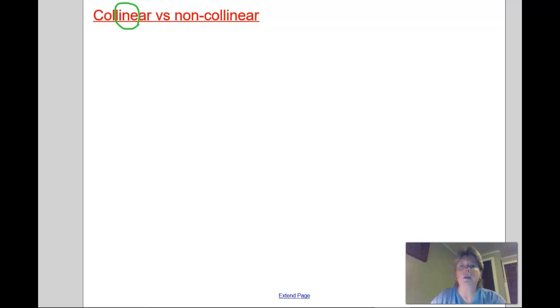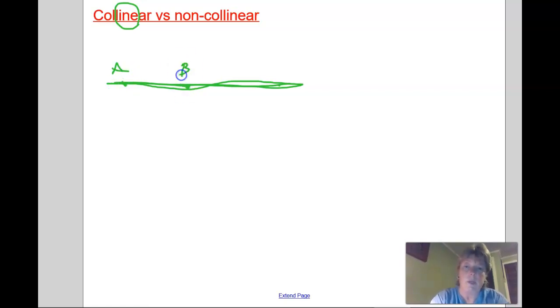So collinear might look something like this, where I can draw a straight line, again, pretend that's straight, where I can draw a line that goes through all three of those points. These 3 points here, I'll call them point A, point B, and point C. Points A, B, and C are all collinear.